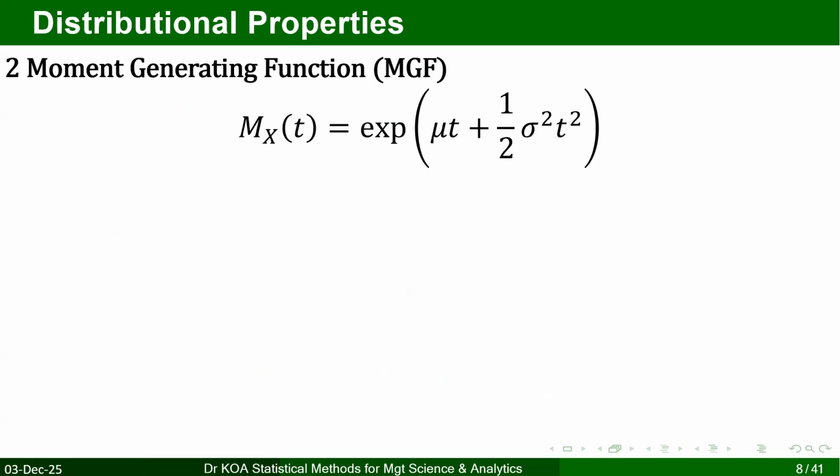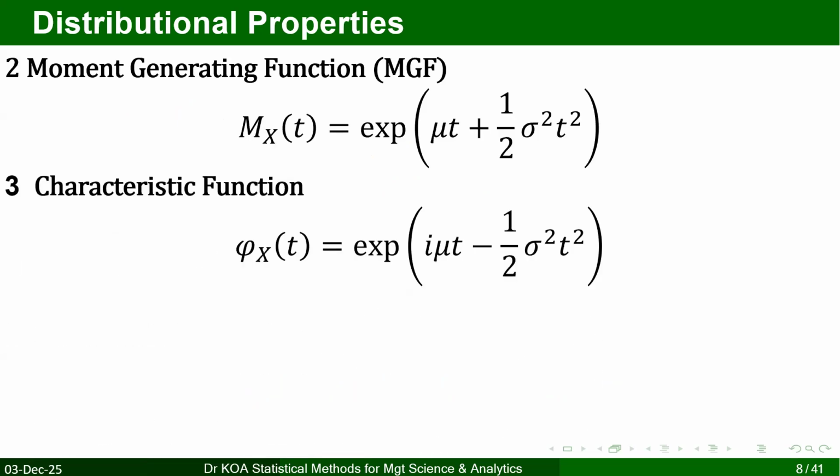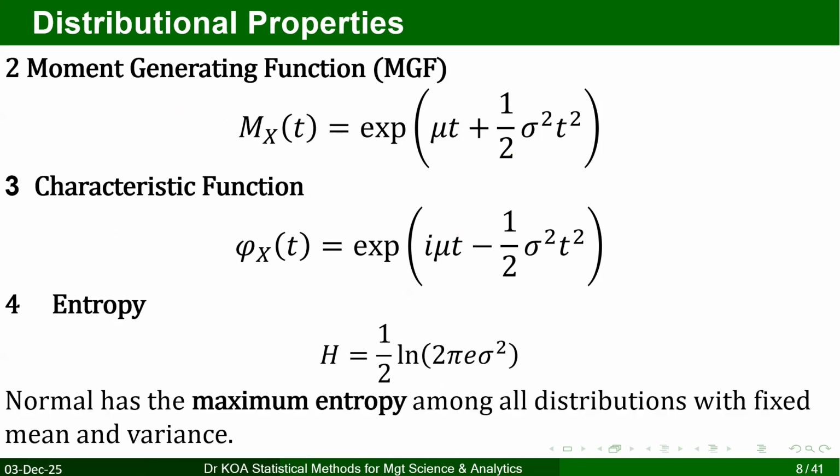We can find the moment generating function of the normal distribution, which is provided by this. You can also find a characteristic function, which is provided by this. We've said this before when we were looking at hypergeometric distributions. And then you can also find the entropy value, which is provided by this. That will require that you know the logarithm, the natural log. So a normal distribution, or any normally distributed random variable, has a maximum entropy among all distributions with a fixed mean and a fixed variance.